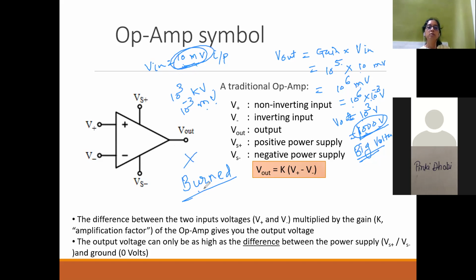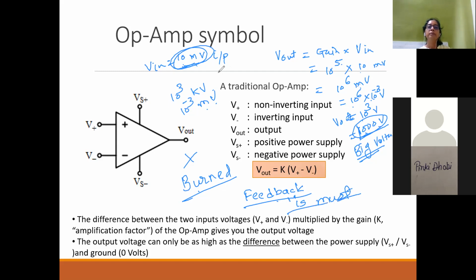So what is the remedy or what is the answer for this problem? To provide feedback. As soon as you give feedback, the gain value will be lowered, and that is a required step for op-amp circuits. If you want op-amp circuits to be used in labs or industries, then feedback is a must.